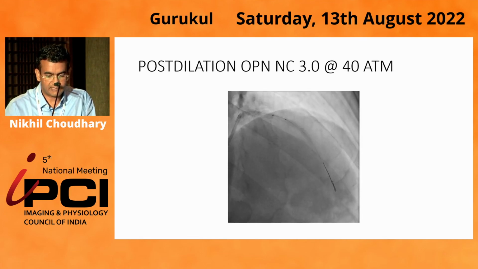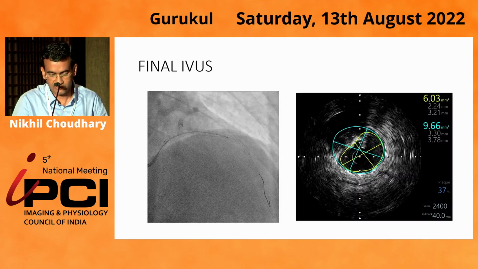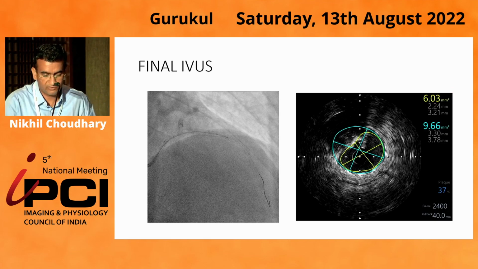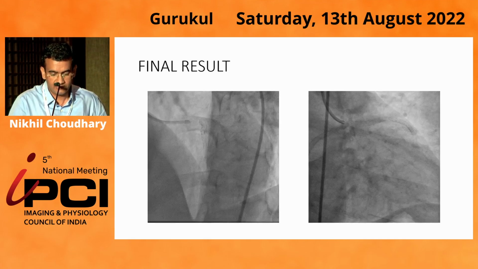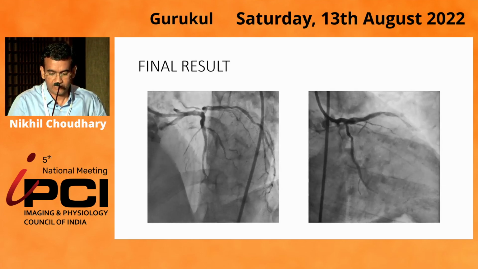Then I dilated the mid-LAD portion with an OPN and NC 3.0 at 40 atmospheres, and did an IVUS again. Here I got an MSA of 6. I didn't go beyond that. I didn't use a 3.5 balloon for fear of rupturing. And I think in nodular calcium, you all have to accept maybe a suboptimal result. This was the final result which I achieved.